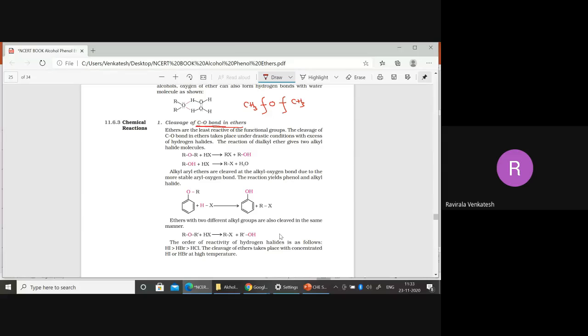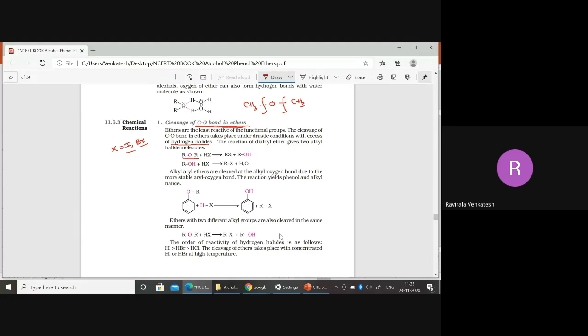This is nothing but C-O bond cleavage, right? Now, whenever C-O bond cleavage is taking place, that means the ether is reacting with HX, hydrogen halide. Here X we can take as iodine or bromine. Mostly we take iodine and bromine, right? Now we are going to get cleavage like this.